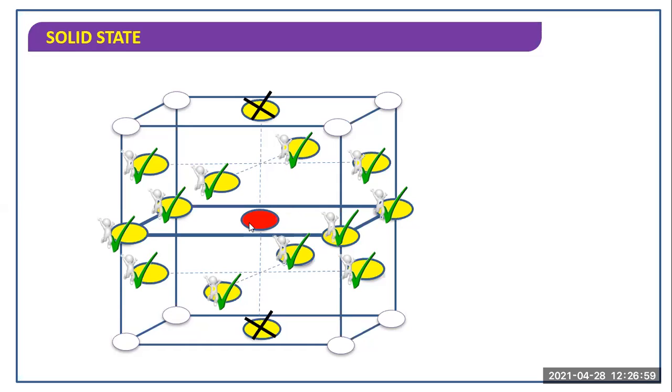And why is this not counted in the coordination number? Because this is not directly attached. This is direct, this is direct, this is direct, this is direct, but this one is after these two atoms. So it is not directly attracted by this red one. Okay, so this is the 12 coordination number.